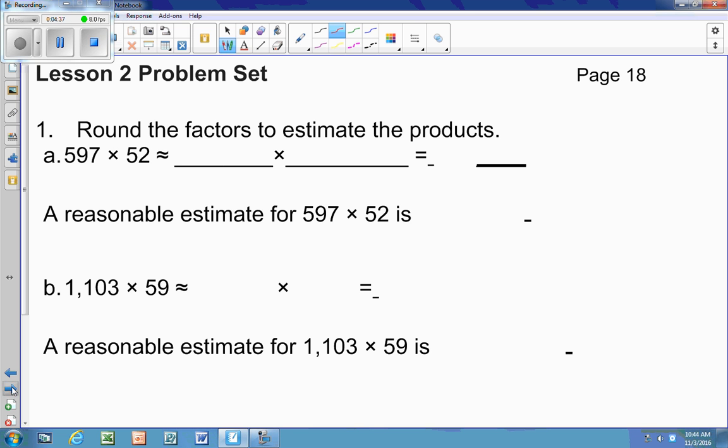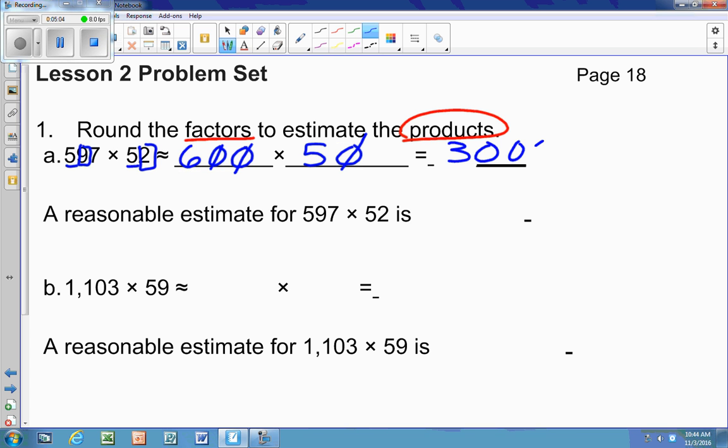Sometimes you'll see it set up where they'll tell you to round the factors to estimate the products. Products tell us that we are multiplying. Factors are the numbers that we multiply. So first we're going to round this first number, which that 9 makes that 5 a 600. And that 2 here makes that 5 a 50. We ignore the zeros. 5 times 6 is 30, and then we put in the 3 zeros that we crossed out.